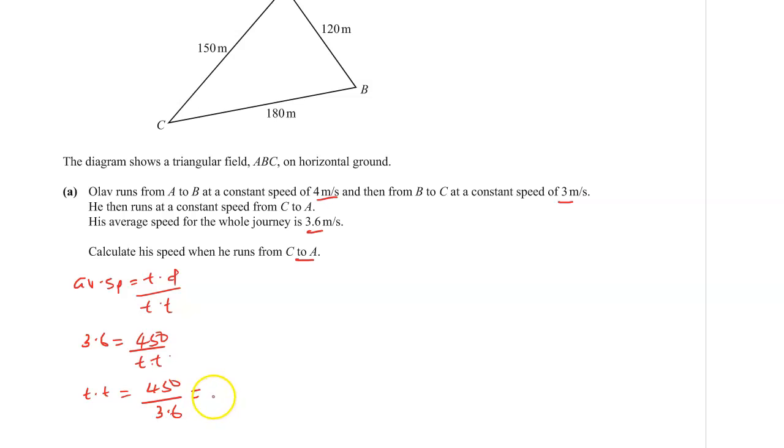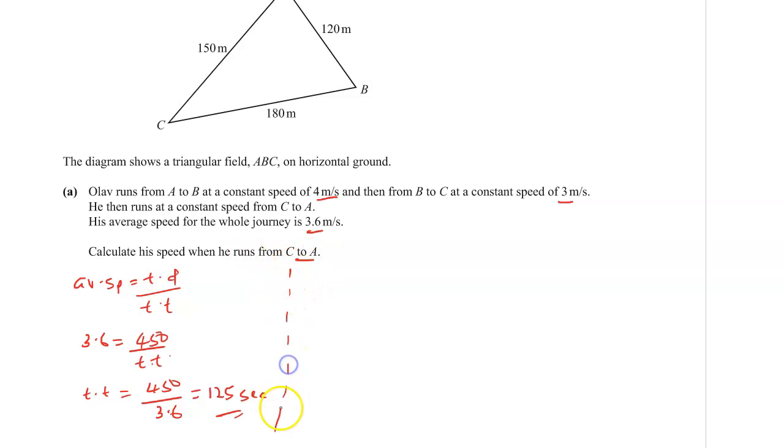total time. We get that very fast from the calculator. 450 divided by 3.6, we get 125 seconds. 125 seconds. So calculate his speed when he runs from C to A.